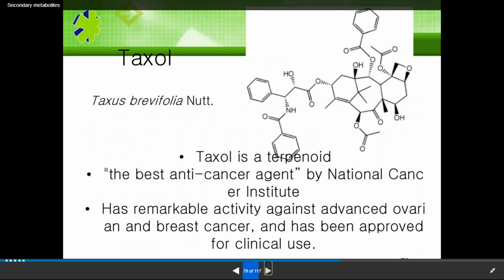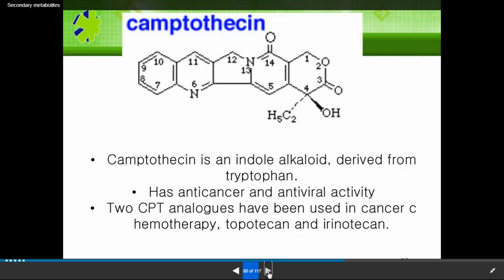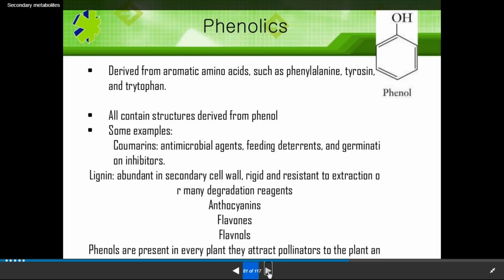Okay, next this is Taxol. Taxol is again a terpenoid. It is obtained from Taxus brevifolia. It's a potent anti-cancer drug. Next is camptothecin. Okay, so till here we have discussed terpenoids. Is there any doubt in terpenoids or volatile oil? No, ma'am, no doubt. Okay, fine.